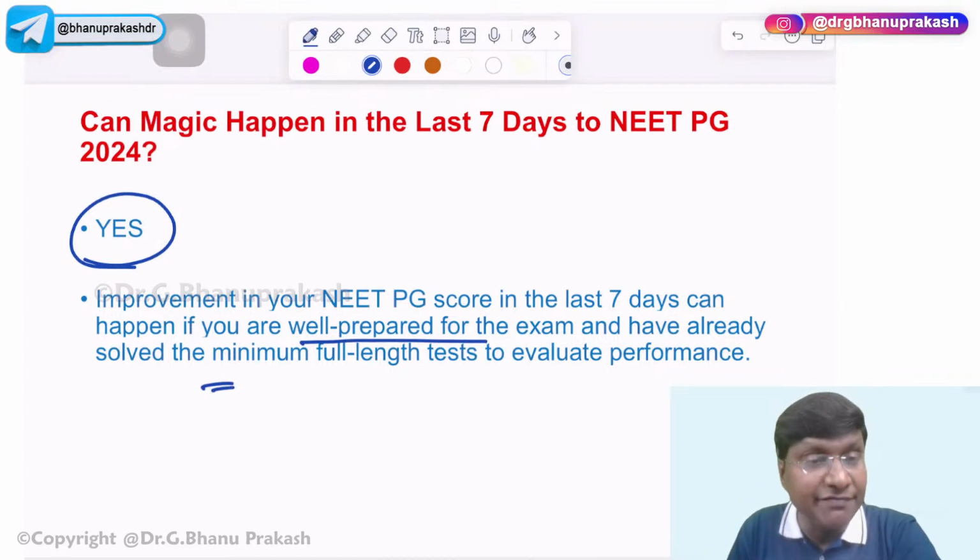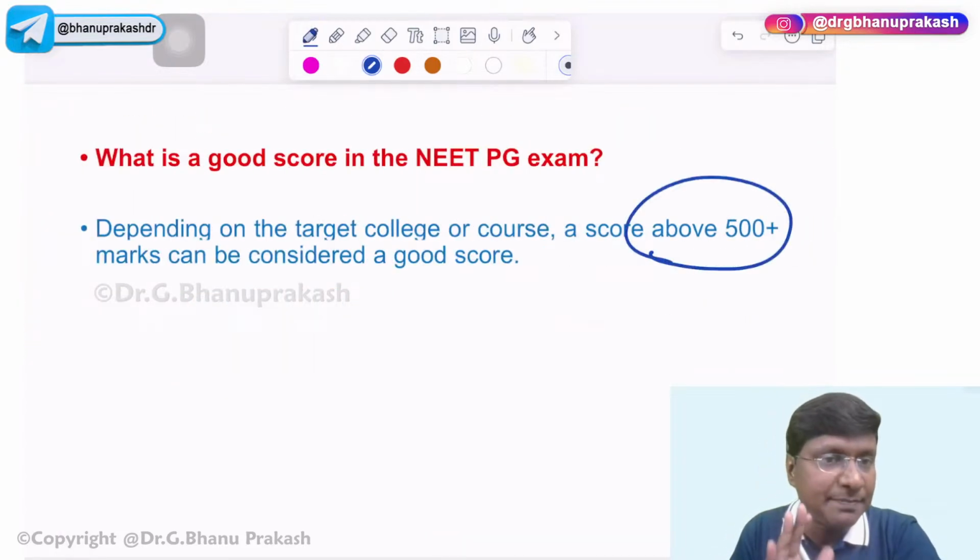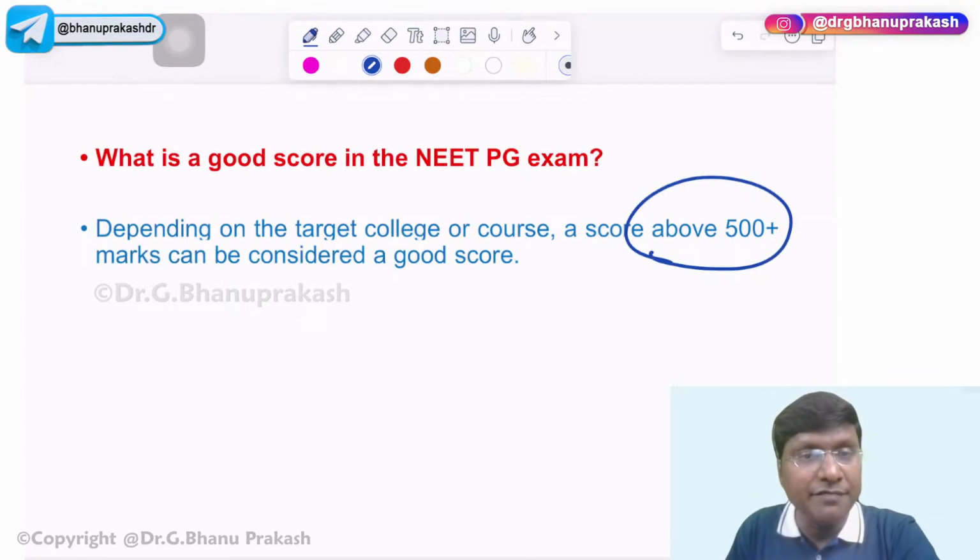So the magic can definitely happen in the last 5 to 6 days also if you revise properly. Now, already if you are getting a GT score of more than 500 plus, then that is considered as a good score. So be confident enough, definitely you will be clearing the exam.